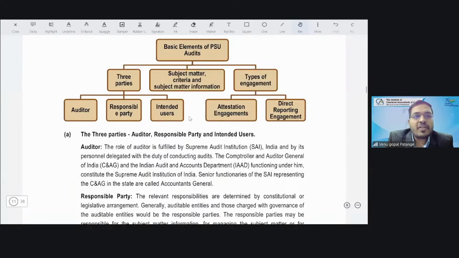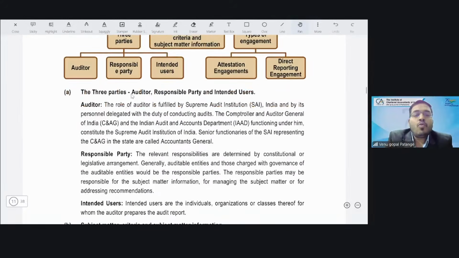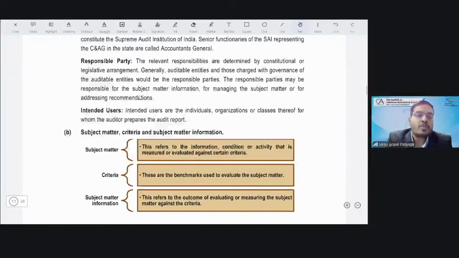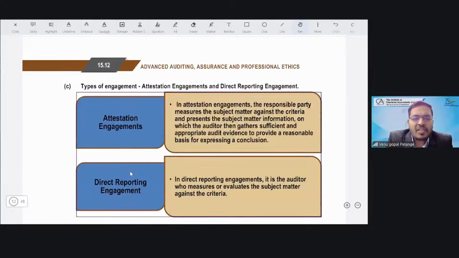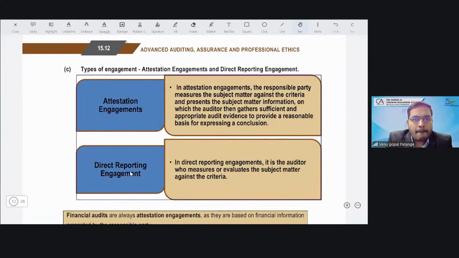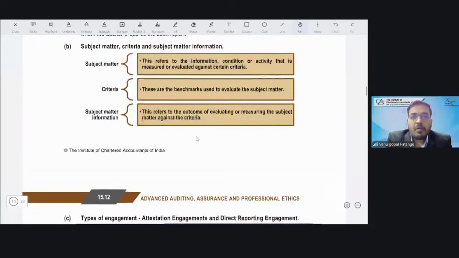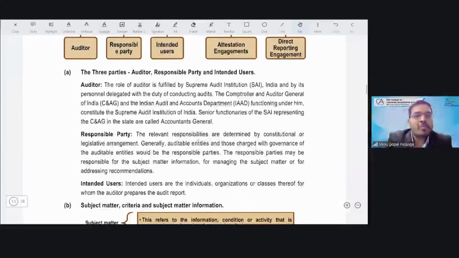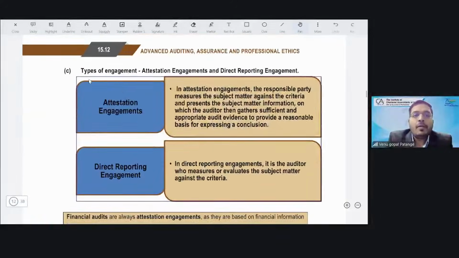Hope you see my screen. So who are these three parties? Auditor, responsible party, intended users. What is this subject matter, which I have explained? Hope you can see my screen, right? Yes, sir. Yeah. So what are the types of engagements? This is important. They may ask 2 marks questions, right? They may ask questions from here also, because this is also basic, right? Here you see. So types of engagements: attestation engagements and direct reporting engagements.